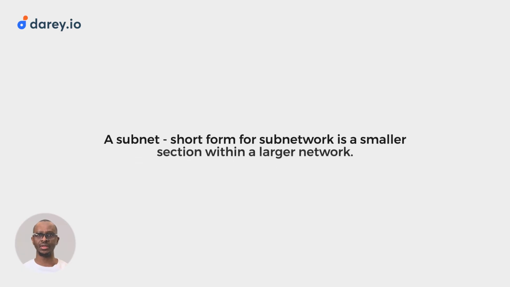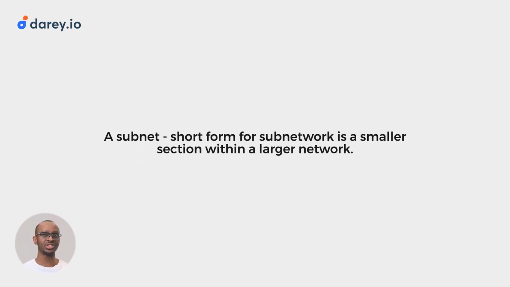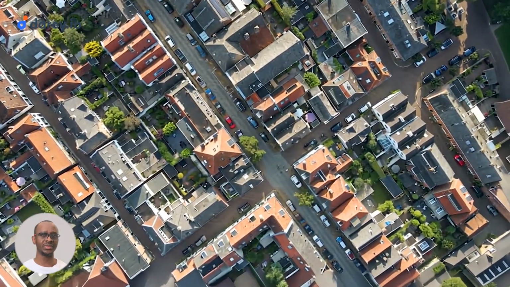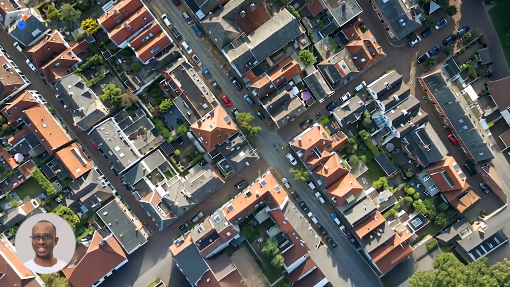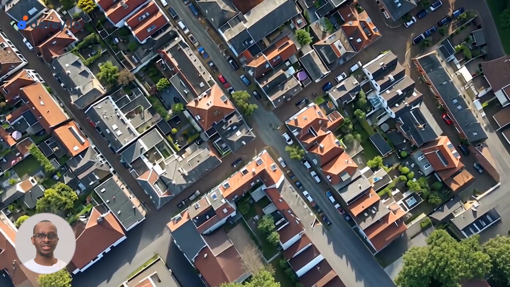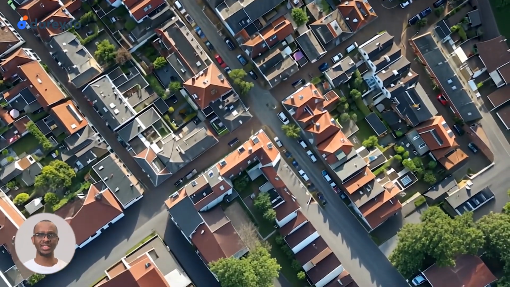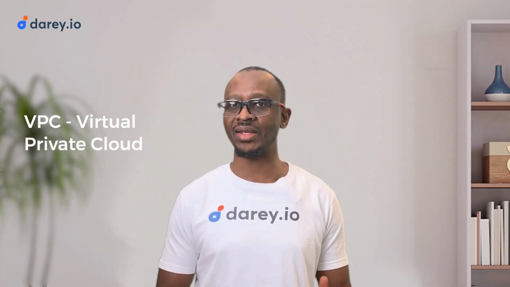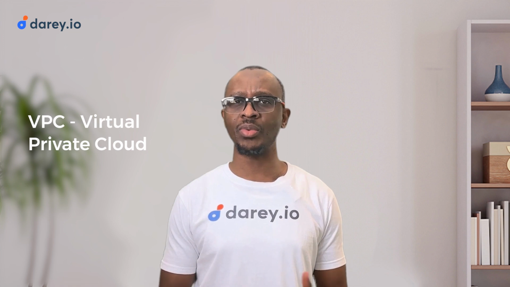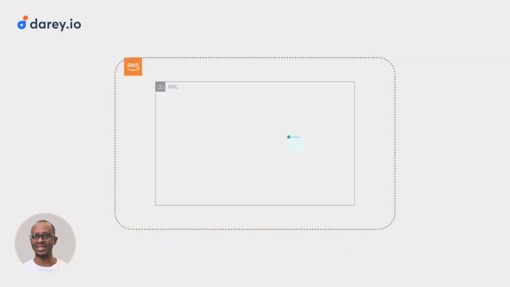A subnet, short for subnetwork, is a smaller section within a larger network. Think of a city where different neighborhoods make up the whole. Each neighborhood has its own set of houses, but they all belong to the same city. In AWS, a VPC, that is Virtual Private Cloud, is like the city, and subnets are the neighborhoods, helping to organize resources and control communication within your cloud network.